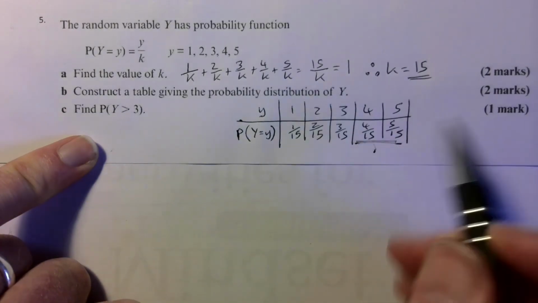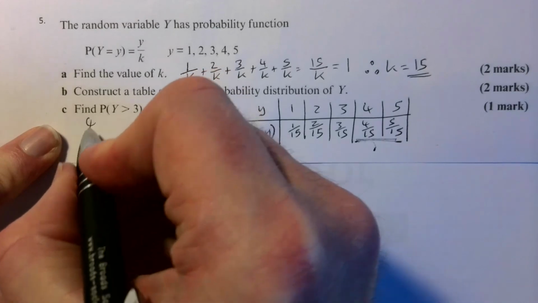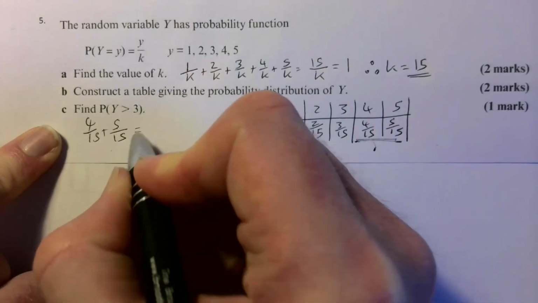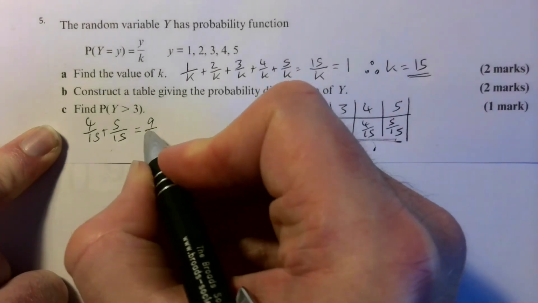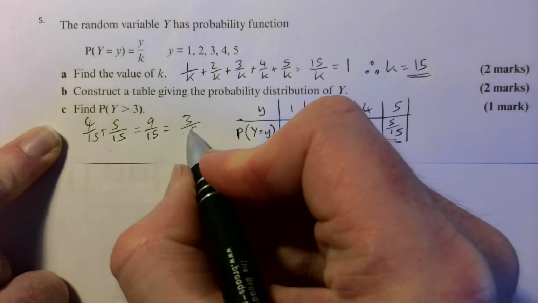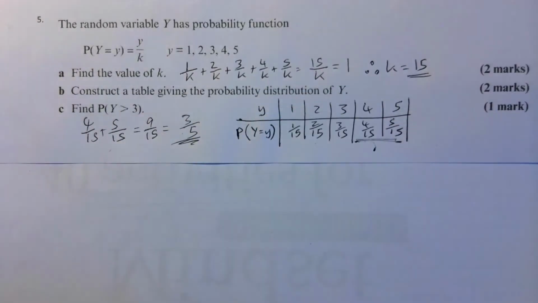Last thing, probability y is bigger than 3. Well, that's just those two, isn't it? So 4 fifteenths plus 5 fifteenths is 9 fifteenths, and we could simplify that, couldn't we, to 3 fifths. And that is all done.